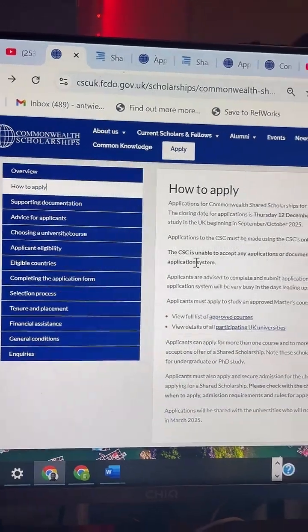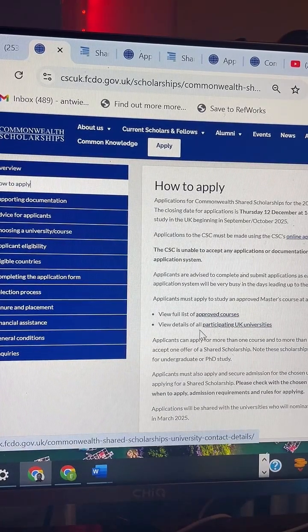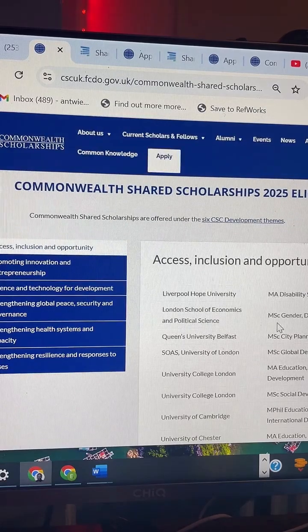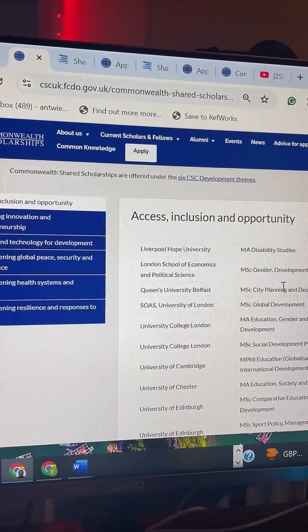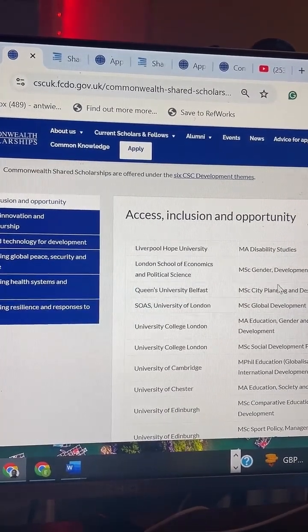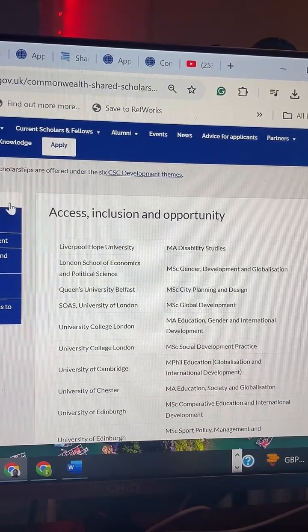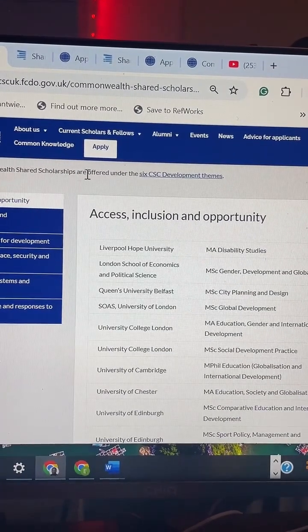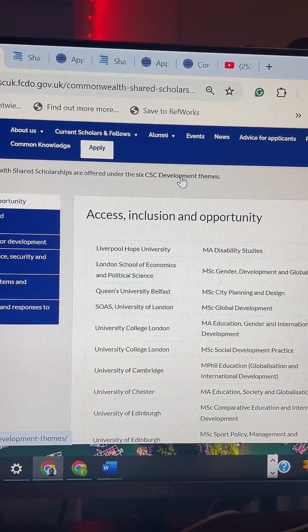And so these are the universities. Let me show you. Okay, so go back to how to apply, and then look at view the full list of approved courses and then view the details of participating UK universities. So you click on view the full list of approved courses and then this is what is going to come up. You're going to see the universities.